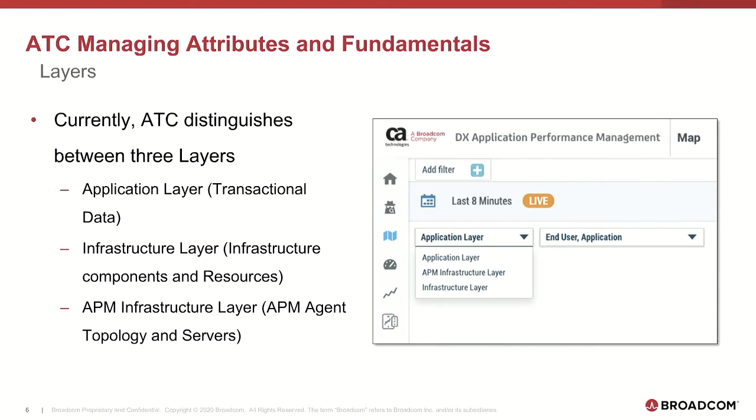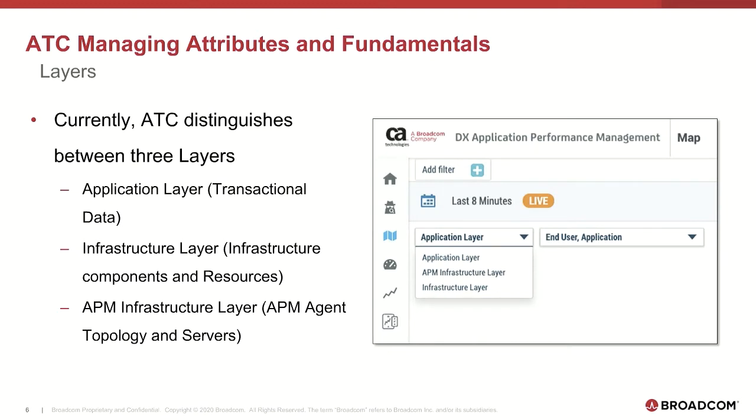The infrastructure layer allows us to organize resource components, as we call them. It could be a resource, it could be an infrastructure component, in most cases hosting or contributing to the transactional layer. And in the end, we have the APM infrastructure layer, where we have our internal cluster and APM agents organized.